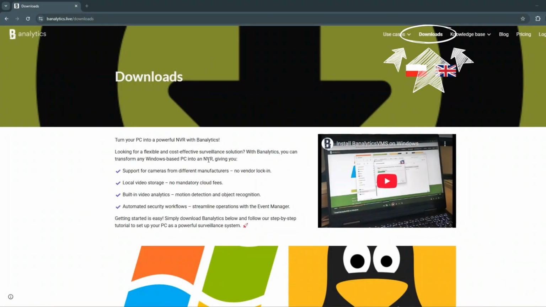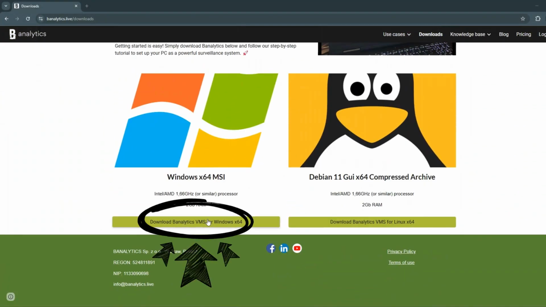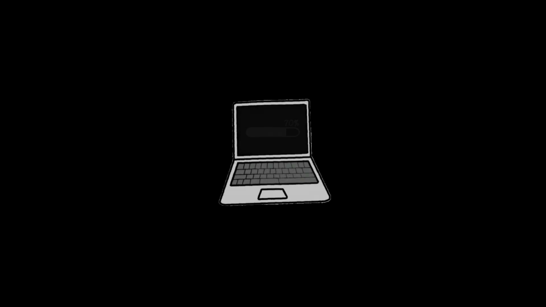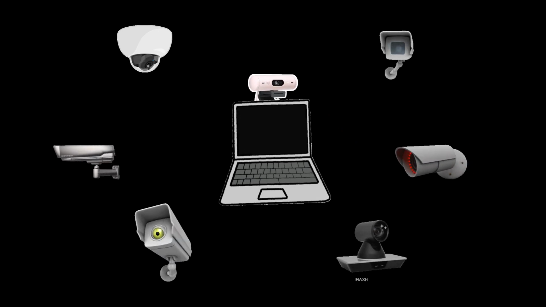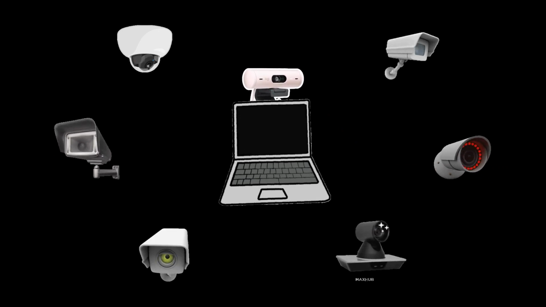Banalytics is made up of two core components: the software you download and install on a Windows PC, laptop, or tablet. Once installed, Banalytics transforms your device into a powerful NVR, allowing it to manage a wide range of camera types, regardless of the manufacturer.